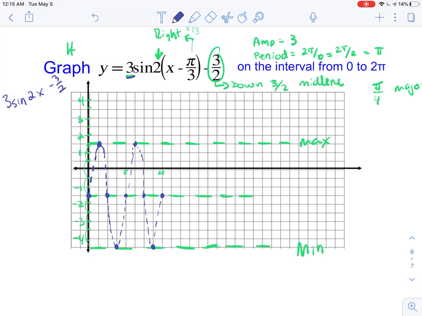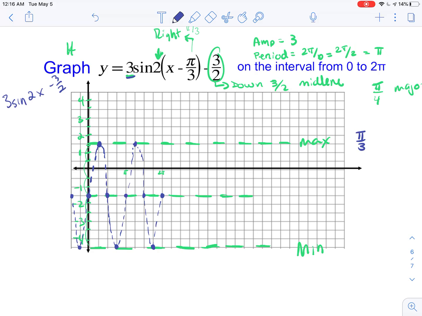So this graph has all the features except the horizontal shift. That's what I'm going to do next, okay? I'm going to shift. Now, because I'm moving to the right, I'm actually going to continue the graph to the left so that I can shift it as well. So that means this will be coming from down here, and this will be coming from the midline.